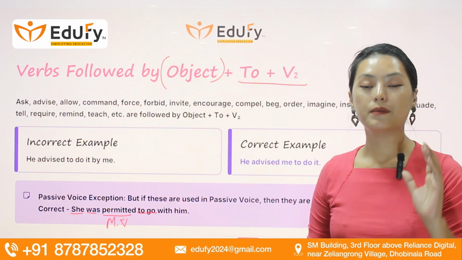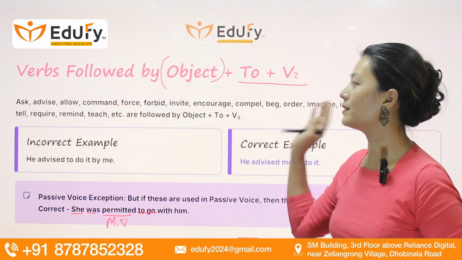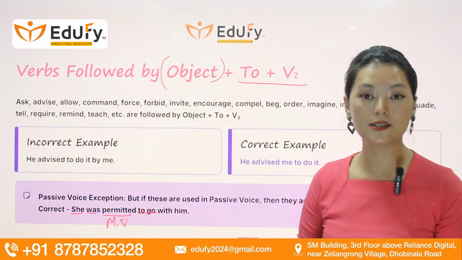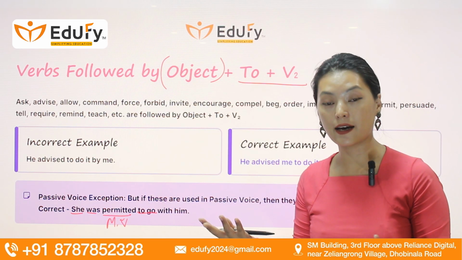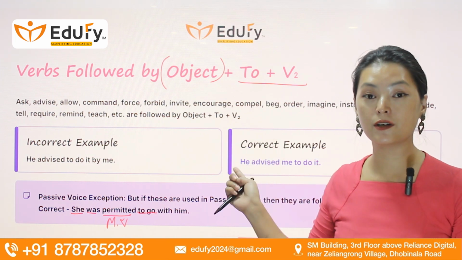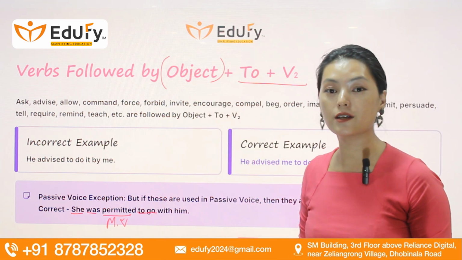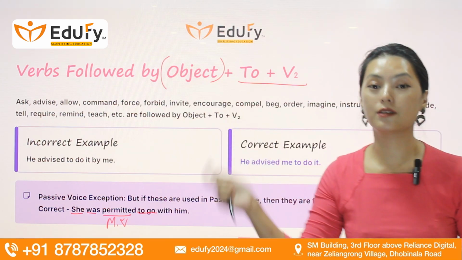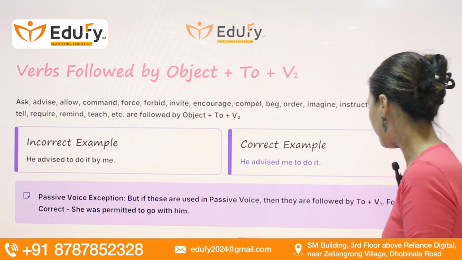So let it be clear that when you have a sentence that has words such as encourage, compel, beg, order, etc., then in the active voice, you will write it with infinitive and object. If not, if you have a passive voice, then you can write these verbs without the object in the sentence.